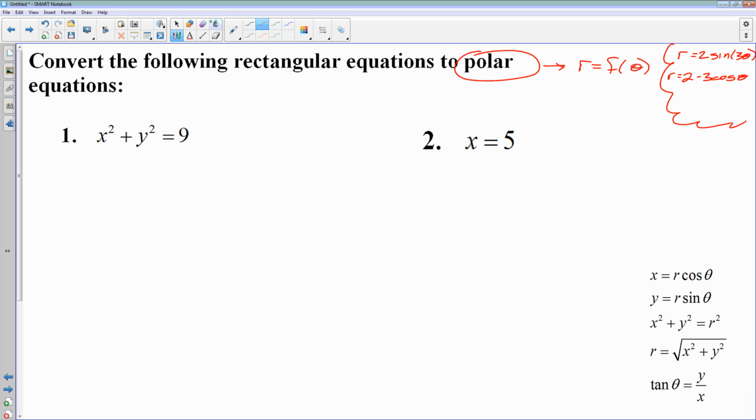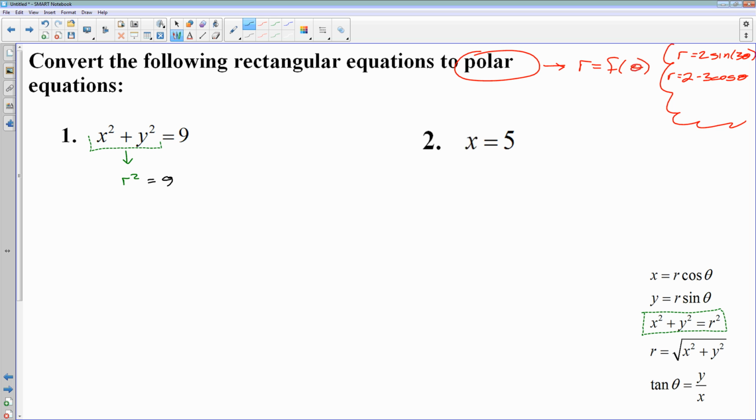And a problem like number 1 is probably the easiest one. Because when I look at number 1, I see x squared plus y squared, and that's pretty nice because x squared plus y squared is in our formulas down here. So x squared plus y squared does equal r squared. So I'm going to turn x squared plus y squared into r squared. They are equal to each other. So r squared equals 9.